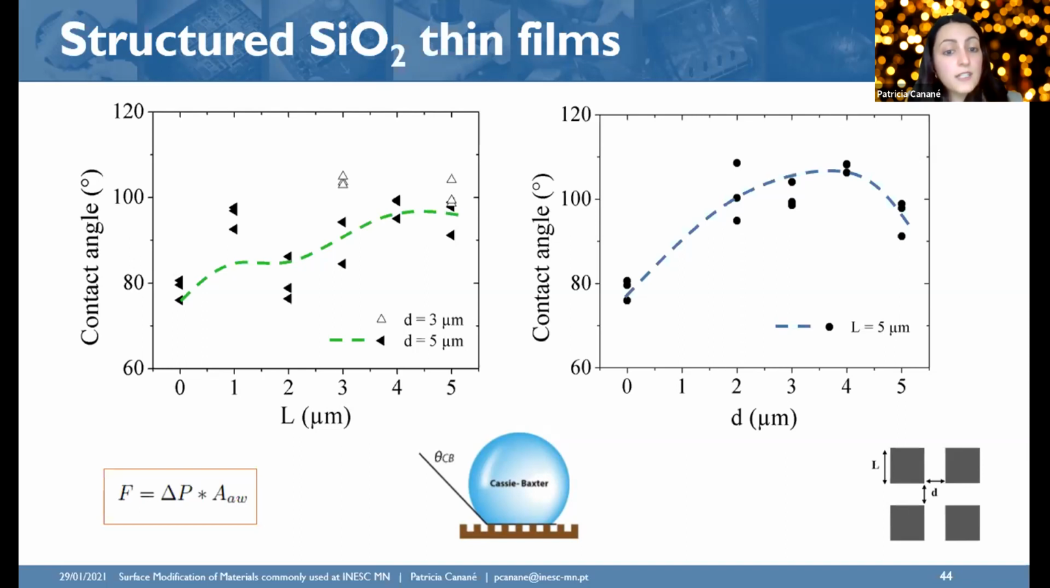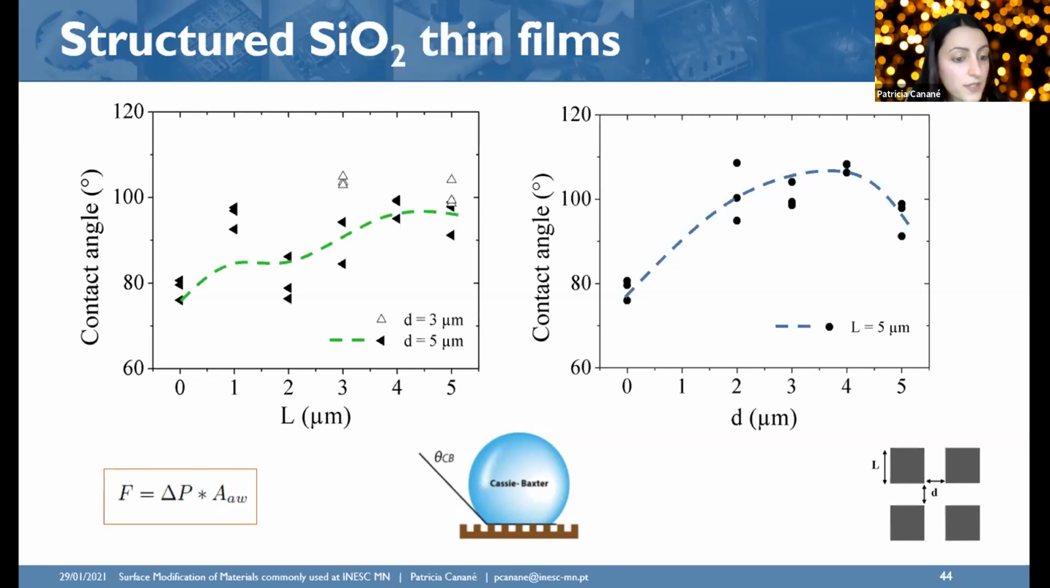So this led to the conclusion that the Cassie-Baxter model applied. However, if we look at the graph on the left side, we have two types of data: for a spacing of 5 and a spacing of 3. For the same square size, we see that the smaller the spacing, the higher the contact angle. And this is due to the formula that is presented here on the left.